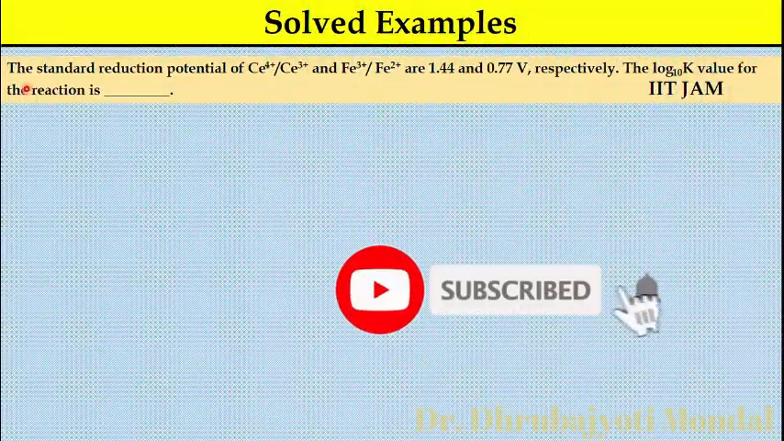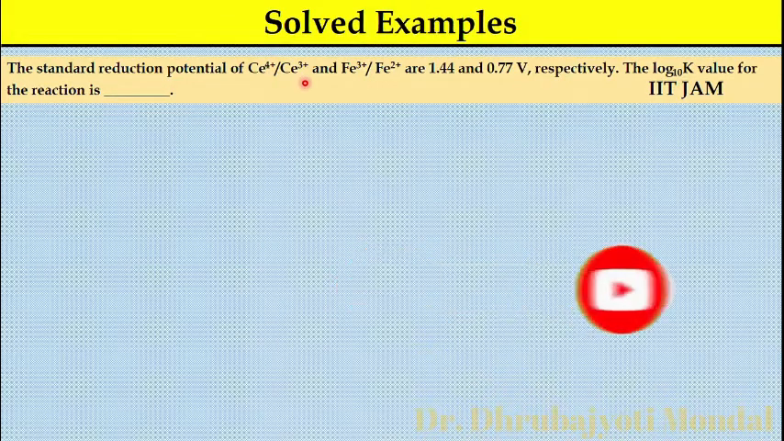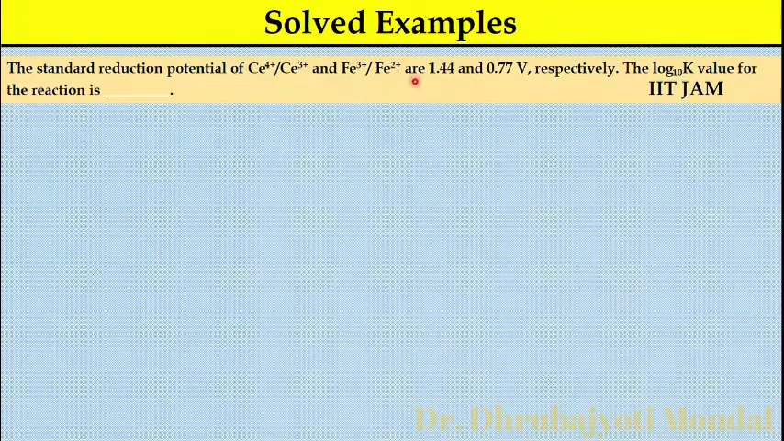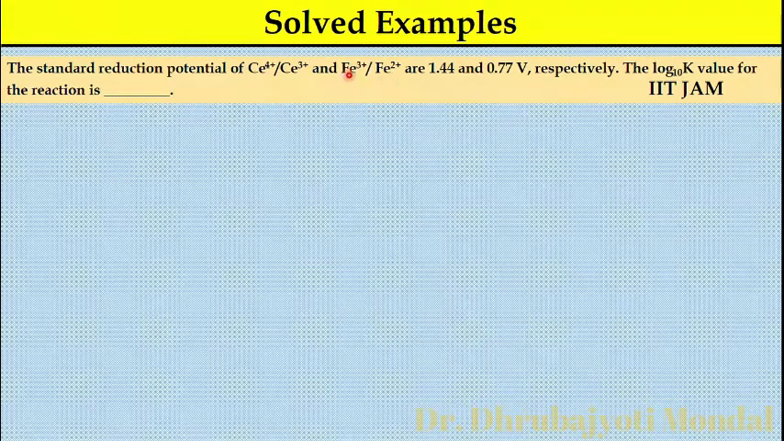See the next problem. The standard reduction potentials of cerium 4 plus, cerium 3 plus and Fe3 plus, Fe2 plus are 1.44 and 0.77 volt respectively. Now you have to calculate the value of log 10 K for that reaction. If you see the reduction potential of these two electrodes, the reduction potential for cerium 4 plus, cerium 3 plus is higher. That means cerium 4 plus gets reduced and Fe2 plus gets oxidized.